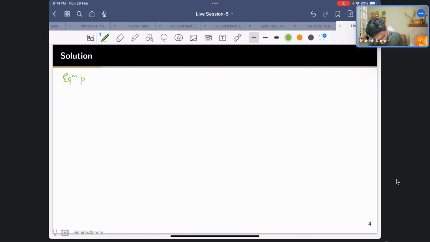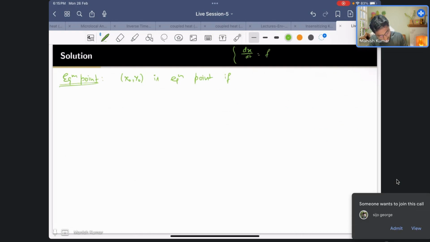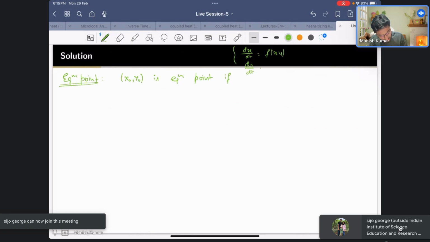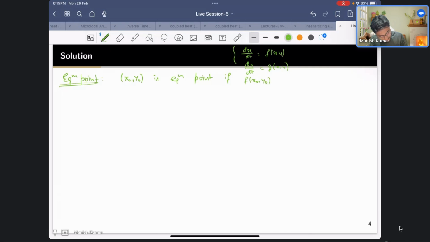So the equilibrium point is nothing but (x naught, y naught), if dx/dt is equal to f(x, y) and dy/dt is equal to g(x, y), and f(x naught, y naught) equals g(x naught, y naught) equals 0. That means both the things should vanish.